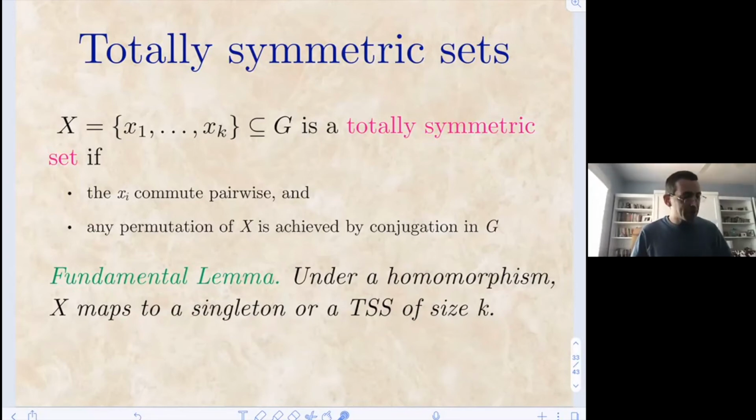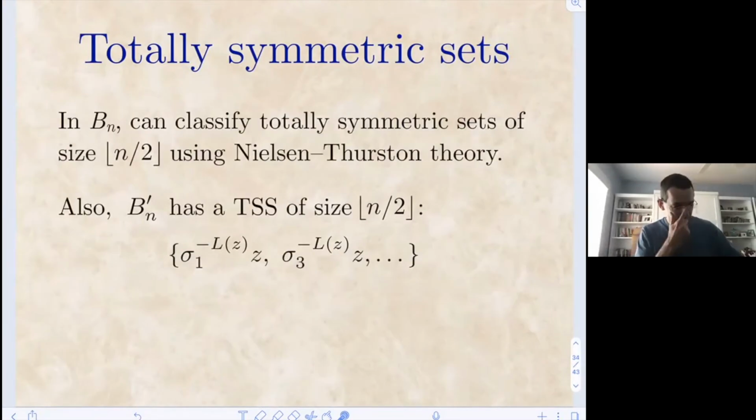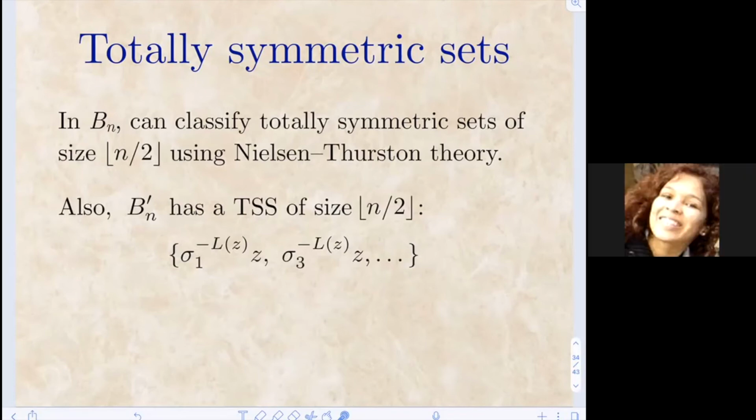So in the Braid group, it turns out you can classify all the totally symmetric sets of size floor of n over 2, and it uses Nielsen-Thurston theory. Bn prime also has a large totally symmetric set. So we use this totally symmetric set in Bn prime. It has to map to a large totally symmetric set or a singleton. And because we can classify them, you have very good control. What does the Nielsen-Thurston theory say here?